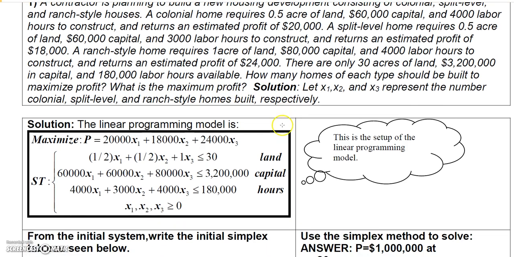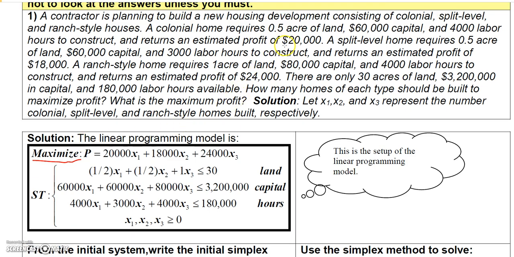So to solve this, I'll let x1, x2, and x3 represent the number of colonial, split-level, and ranch-style homes. So x1 is the number of colonial homes, x2 is the number of split-level homes, x3 is the number of ranch-style homes. So first of all, let's talk about our profit. We want to maximize our profit, and if you go back and read through the problem, you can see that it tells you how much each home will profit in here.